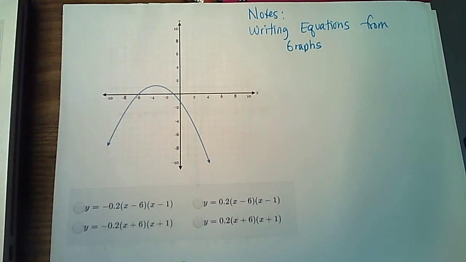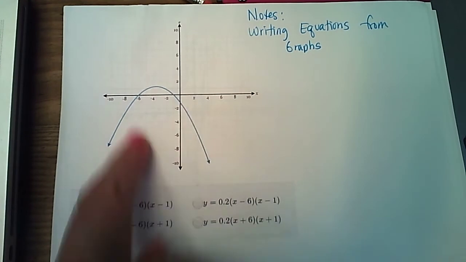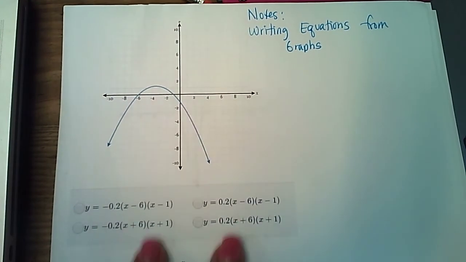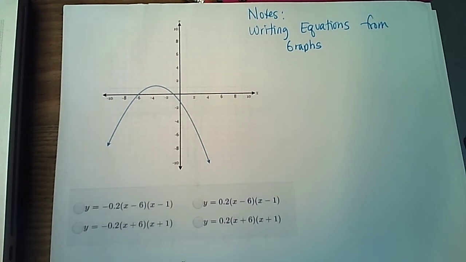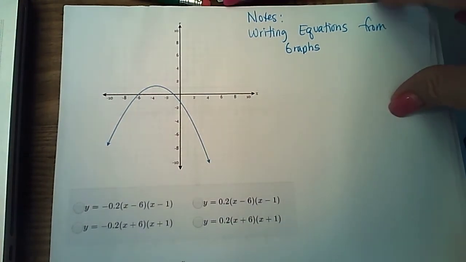Today we're going to talk about writing equations from graphs. How do I go from this picture to the equation it represents? Now, if it's multiple choice, I could just put each one of these equations into Desmos and see which one matches my graph. But what if it's not multiple choice? We're going to talk about both. This is factored form. We'll talk about that because that's an easy way to lead into it.